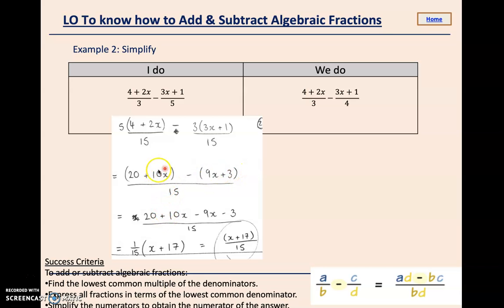So now we collect our terms. So we've got positive 20 plus 10x. Yep, and then over here we're subtracting 9x plus 3. So if we apply that negative 1 multiplier to both, it gives us minus 9x and minus 3, as we've got here. So now let's collect our terms. We've got 10x minus 9x gives us just 1x, and 20 minus 3 gives us 17. So x plus 17 over 15. And I've also written it in this other format for you, so just so you can get familiar with it.